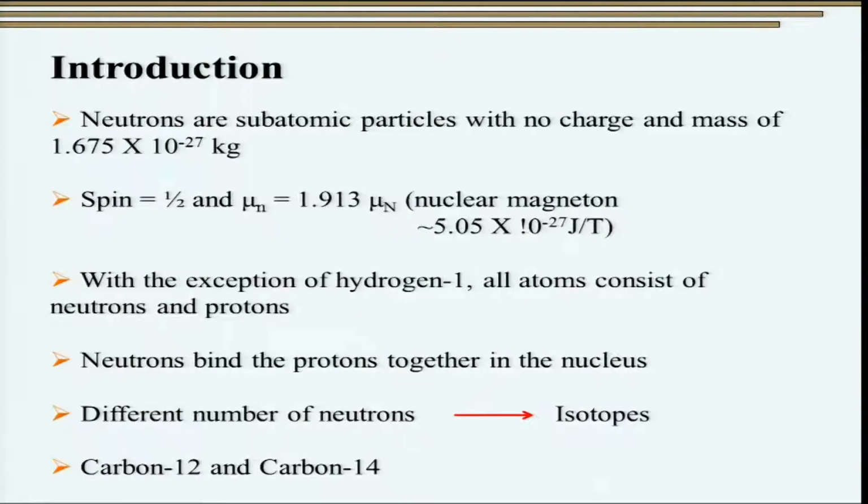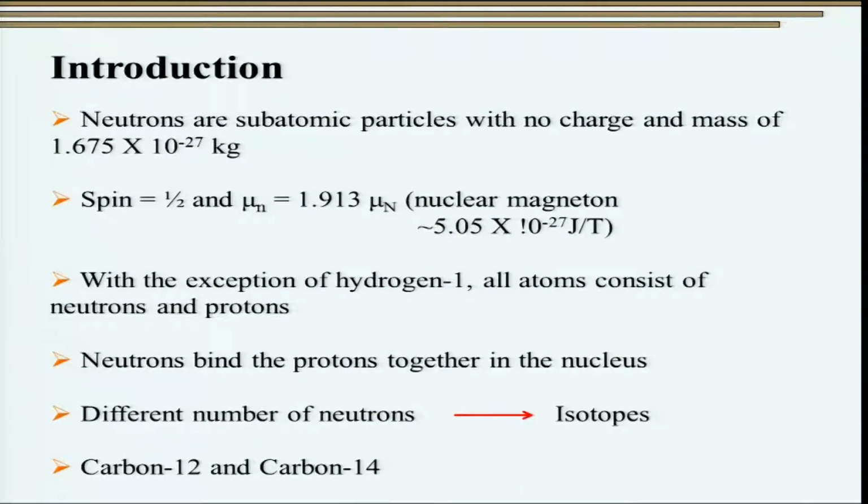So all of us are aware of what exactly neutrons are. Neutrons are essentially subatomic particles sitting in the nucleus along with the protons. These particles have no charge and have a mass of 1.675 times 10 to the power minus 27 kg. We are also aware that this mass of the neutron is slightly higher than that of protons.